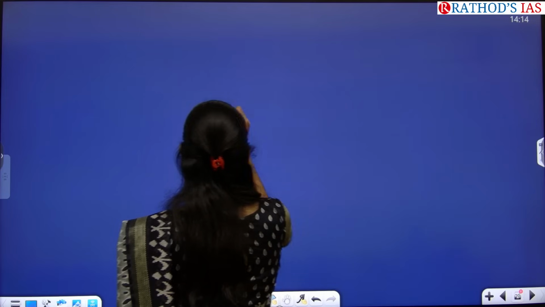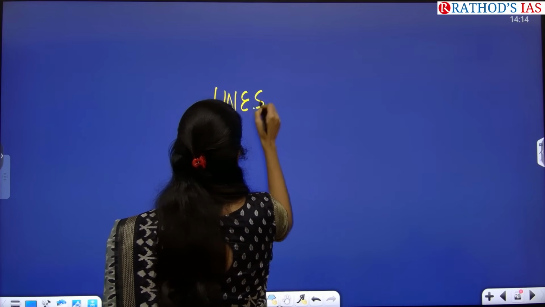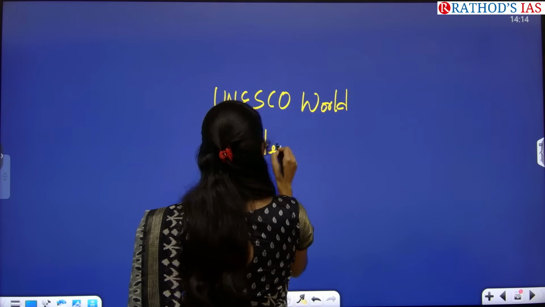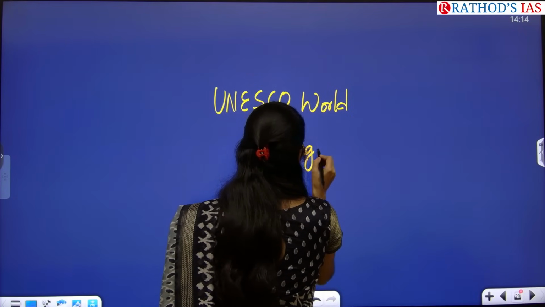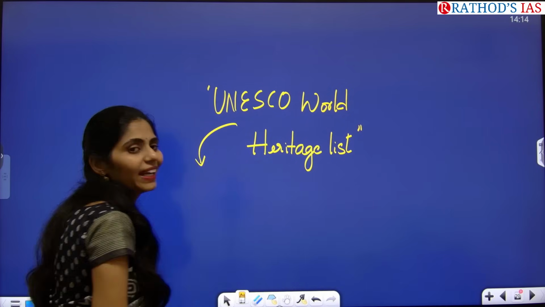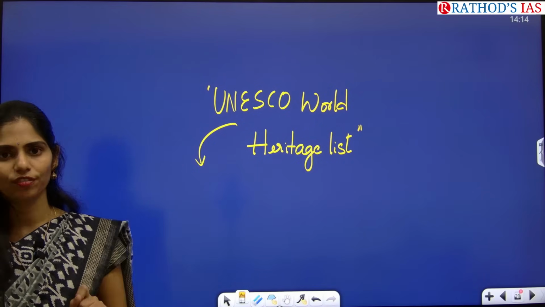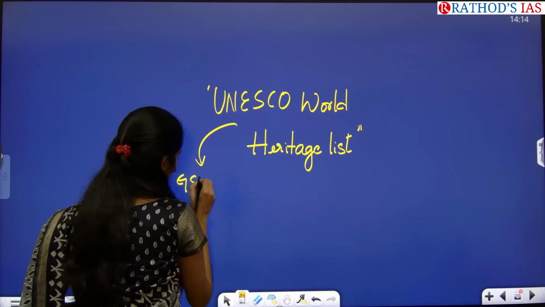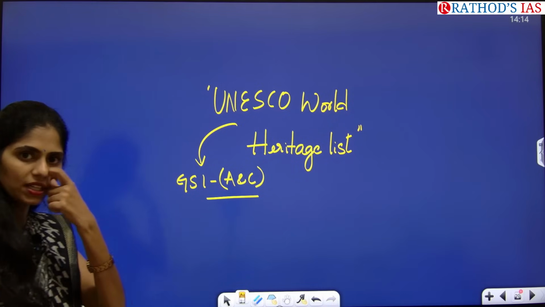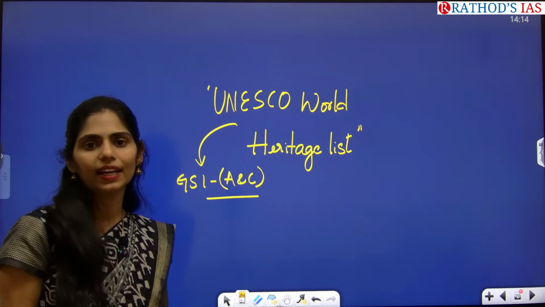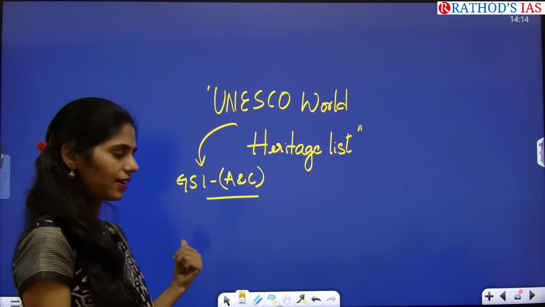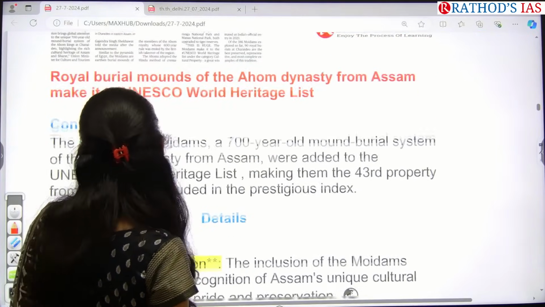Okay, so the keyword here is UNESCO World Heritage List. And in this one year, you have to make a note of which sites get this tag. This topic is important for GS Paper 1, from history and art and culture point of view. Clear? You have to know what exactly it is, why it got the tag, and what the importance of getting this UNESCO World Heritage List tag is. Okay, now let us see this in clear context.